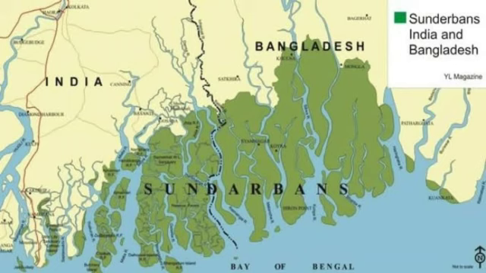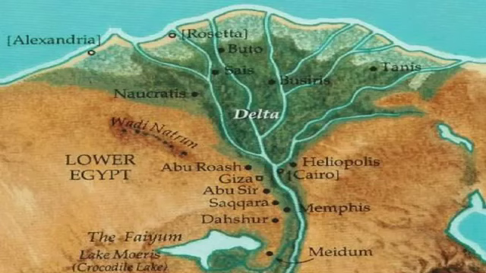Another example of a delta is Nile Delta in Egypt. Nile Delta in Egypt is also a wonderful example of delta. You can see in this picture, this is Nile River Delta in Egypt.